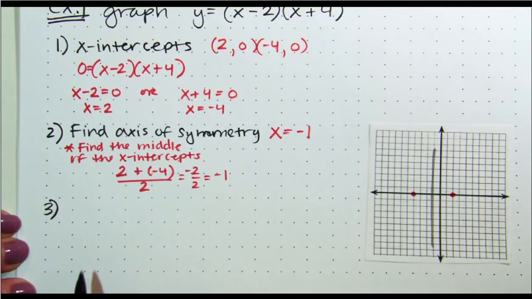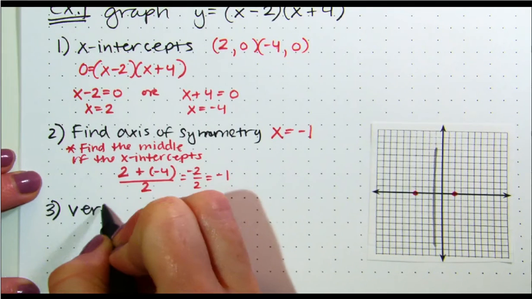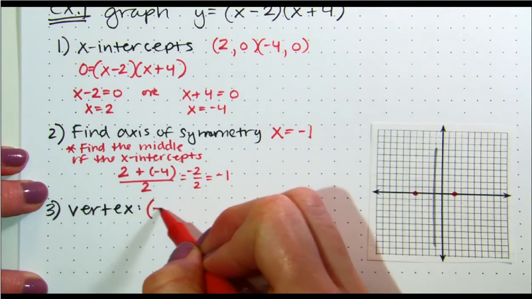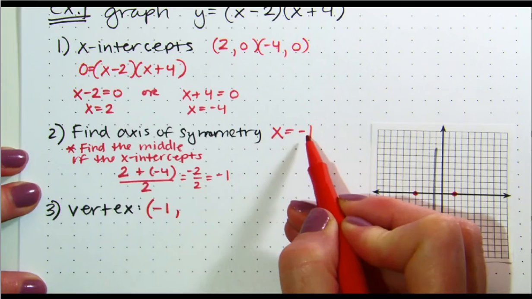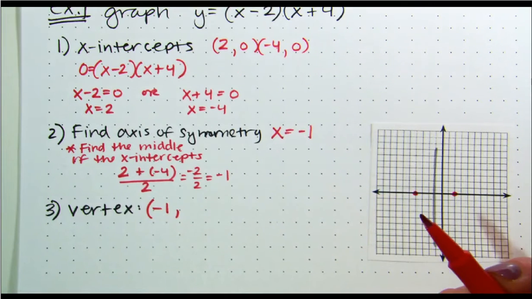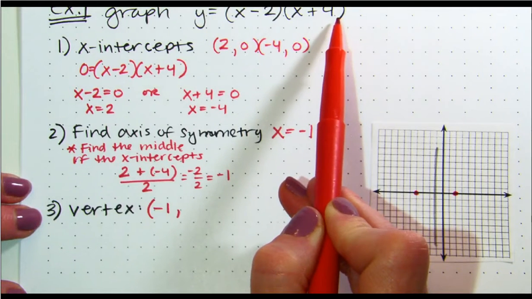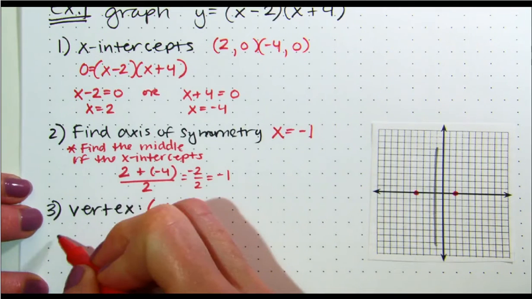Okay, step 3, find the vertex. So we know the vertex is going to be a point where the axis of symmetry is my x-coordinate, and then we just need to find the y. So I take my equation, my function, and I replace the x with a negative 1.